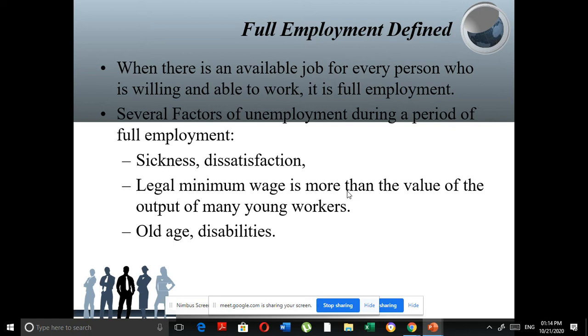Ladies and gentlemen, I want to ask you one question. How do you think now in Lebanon, what kind of unemployment do we have? What kind of unemployment do we have in Lebanon nowadays? Cyclical, yes.